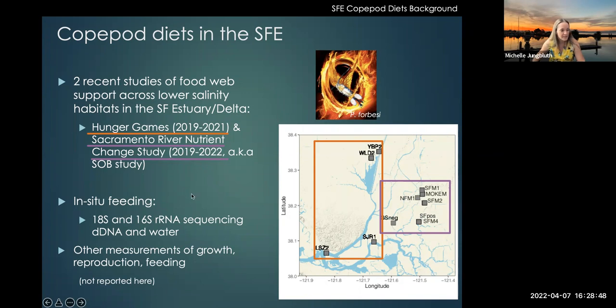And for both of these, we collected copepods from the field, preserved them immediately in 95% non-denatured ethanol, and also collected water samples to compare what's in the diets of the copepods to the prey. And to look at the diets, I did dietary DNA analysis, sequencing a region of the 18S and 16S genes. We also took other measurements of growth, reproduction, and feeding in these studies, but I'm not going to talk about those today.